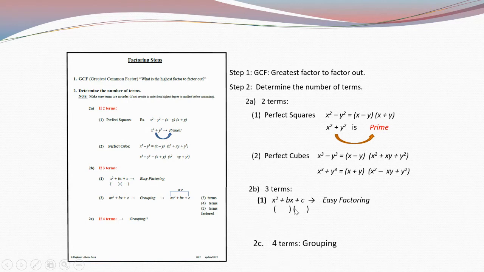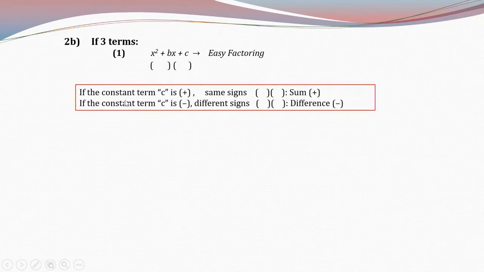If it can be factored, all we do is put 2 parentheses, and I'm going to tell you what to put inside the parentheses. This is called the easy factoring, right? So now, the c is called the constant term, and this is called the bx term. If the constant term, if c is positive, the signs in the binomial are going to be the same signs. And in this case, they're going to be positive. If the constant term is negative, we're going to have different signs here in the binomial.